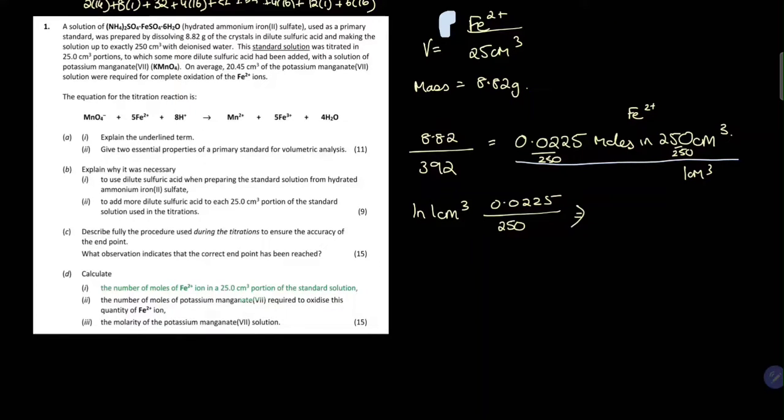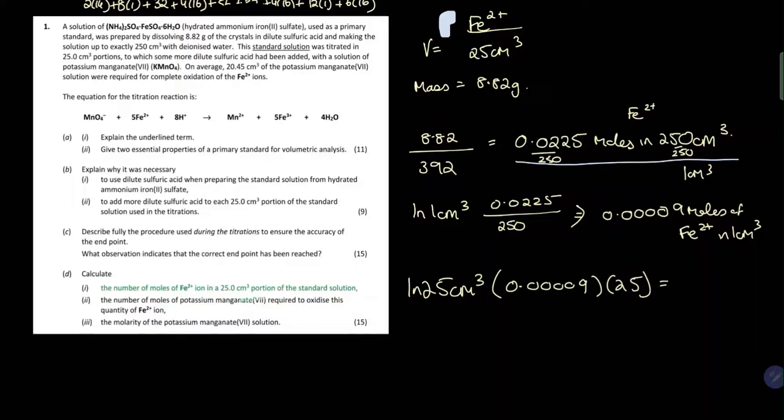Okay, so when I work that out, that's going to give me 0.00009 moles of iron in 1 centimeter cubed. So in 25 centimeters cubed, I'm going to take that number and multiply it by 25 to get how many moles is going to be in 25 centimeters cubed. Okay, so that's number 1 done.